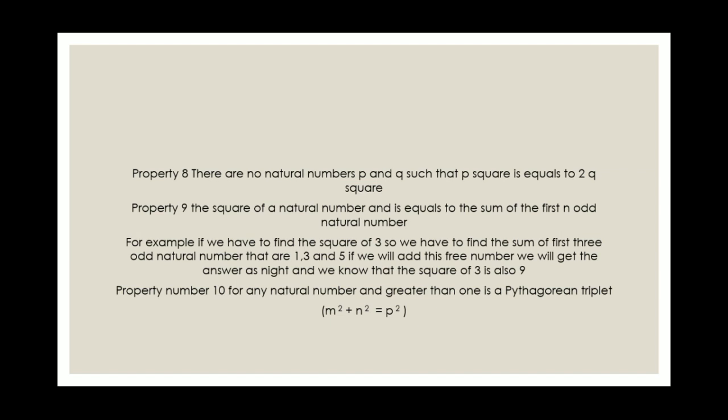n odd natural numbers. For example, if we have to find the square of 3, we have to find the sum of the first 3 odd natural numbers, that are 1, 3 and 5. If we add these 3 numbers, we get the answer 9, and we know that the square of 3 is also 9. Property number 10. For any natural number m greater than 1, (2m, m square minus 1, m square plus 1) is a Pythagorean triplet. Pythagorean triplet directly means that m square plus n square is equal to p square.